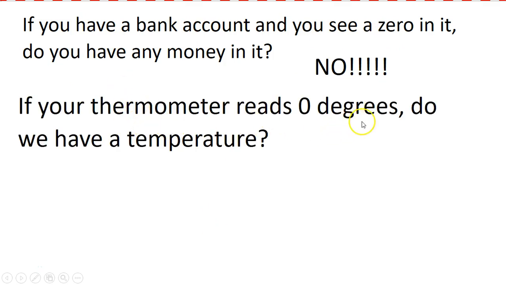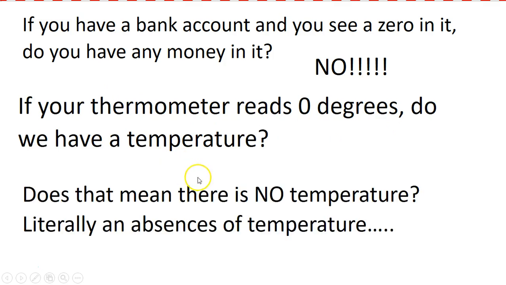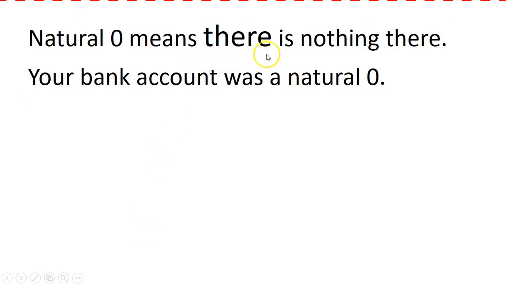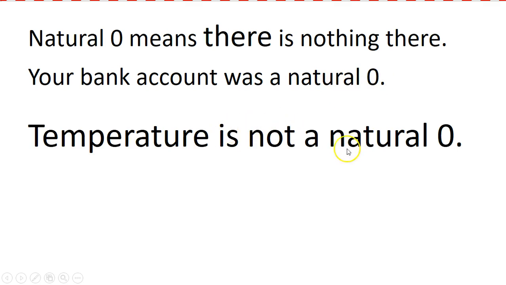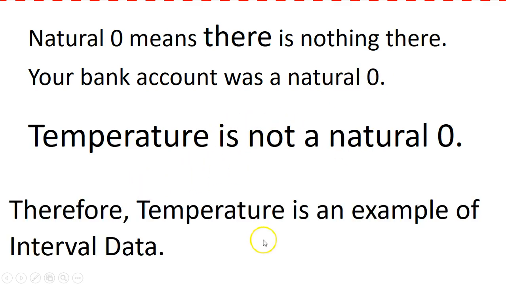If your thermometer reads 0, though, do you have a temperature? And the answer is yes. That doesn't mean there is no temperature. It doesn't mean that. A natural 0 means there is nothing there. Your bank account has nothing. That's natural. Temperature is not a natural 0. Therefore, temperature is an example of interval data, because you count the 0, but it doesn't mean nothing. Basically, that's what we're getting at.